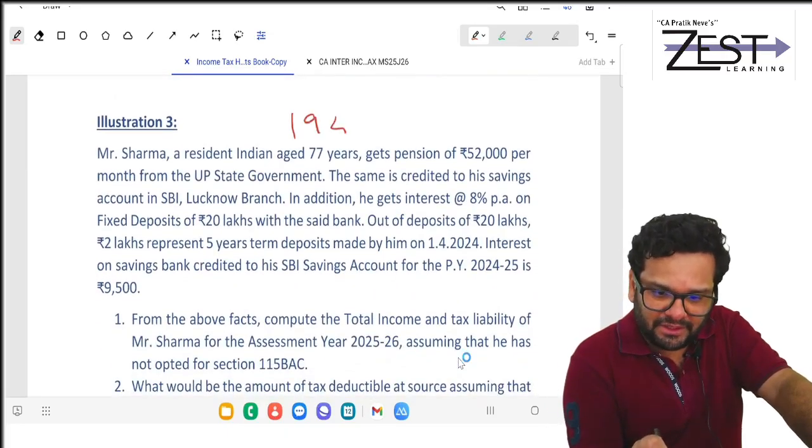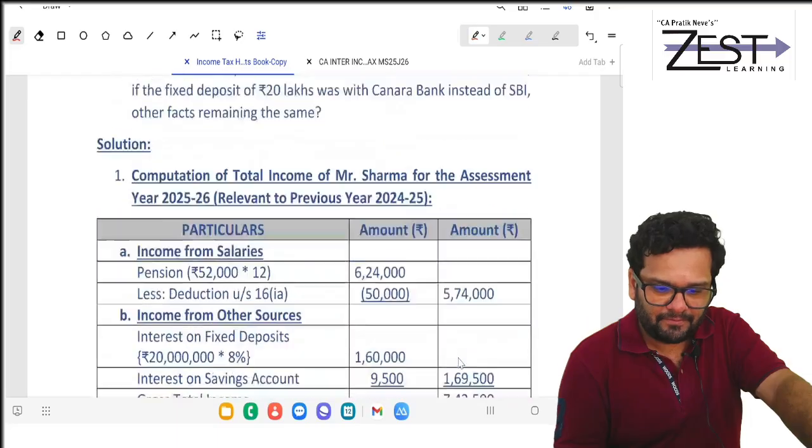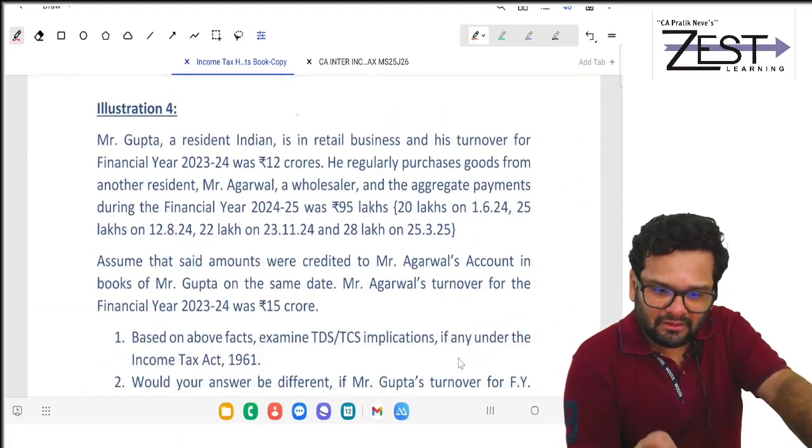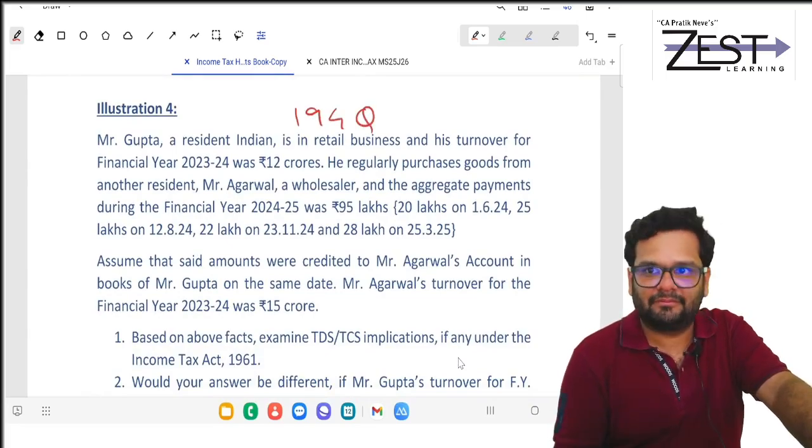Sharma, 194P's example pending. Next, Gupta, 194Q pending.